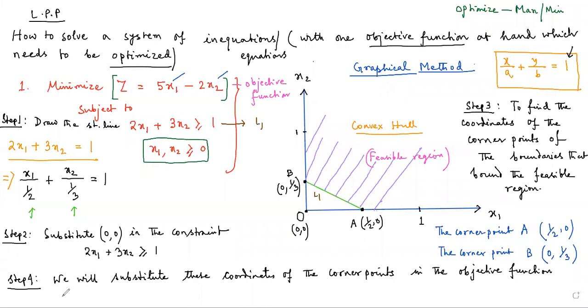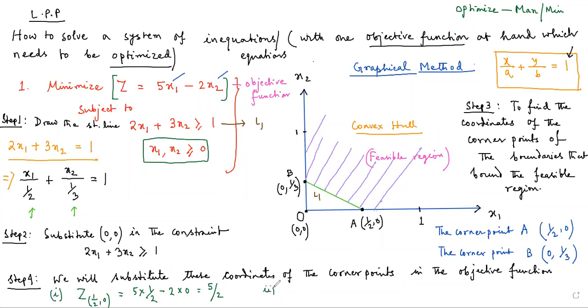So if I substitute the first corner point, the objective function is what? Z. It is denoted by Z. We are going to substitute x1 equal to 1/2 and x2 equal to 0 in Z. And that gives you 5 into 1/2 minus 2 into 0, which is 5/2. This is the point number 1.